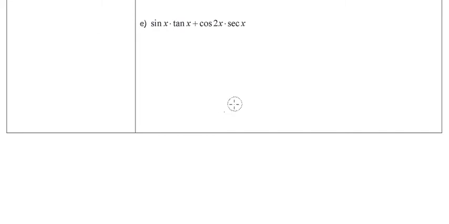All right, here we go. Last problem on section 10.3. And we've got the sine of x times tangent of x plus cosine of 2x times the secant of x.